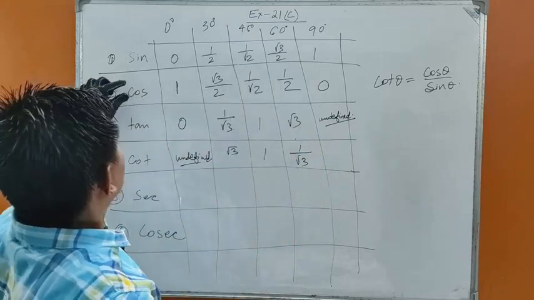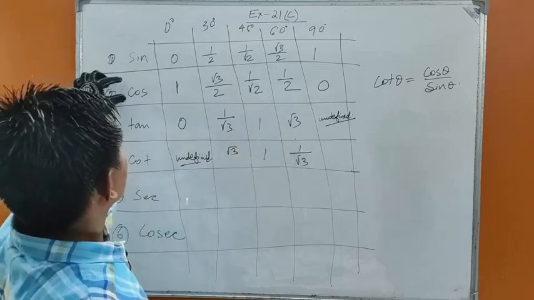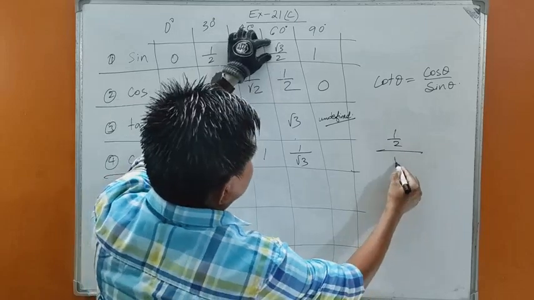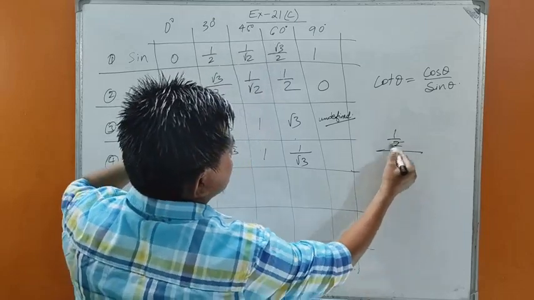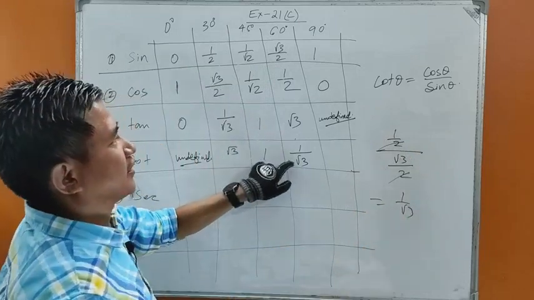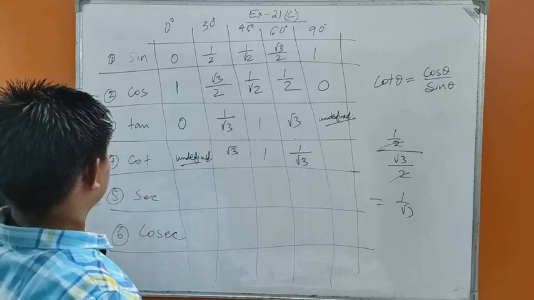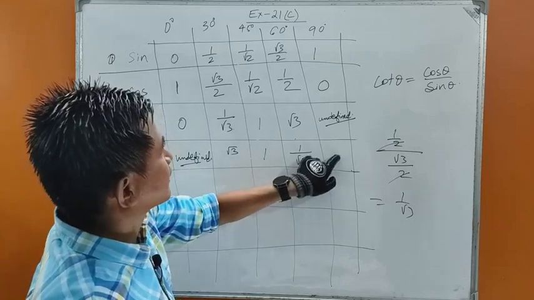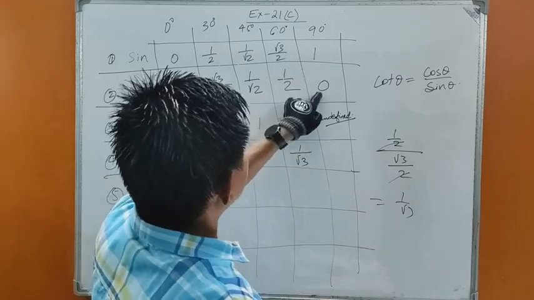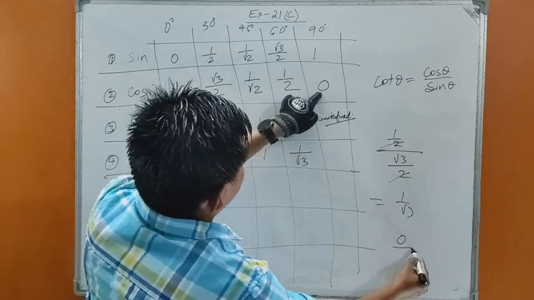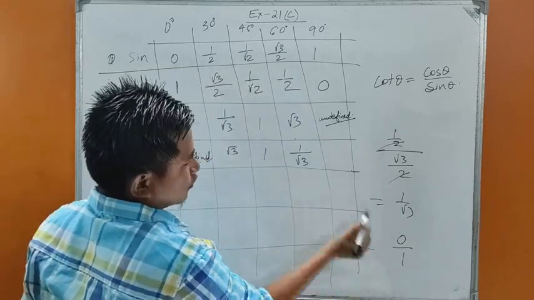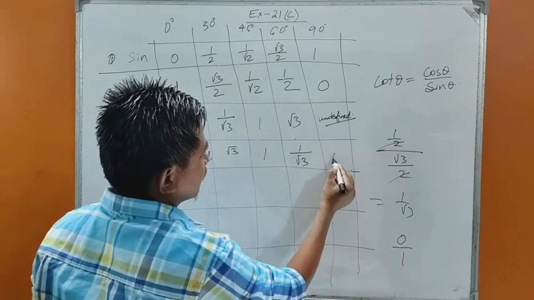Let's check from here. Cot 60 means cos upon sine. So cos is 1 upon 2, upon sine is root 3 by 2. Isn't it? So this 2 and 2 get cancelled. 1 upon root 3. Okay. Now cot 90 degree. Cot 90 is cos by sine, isn't it? What is cos 90? Cos is 0 upon sine is 1. So 0 upon 1 means 0 because there is 1 in the denominator. Okay.